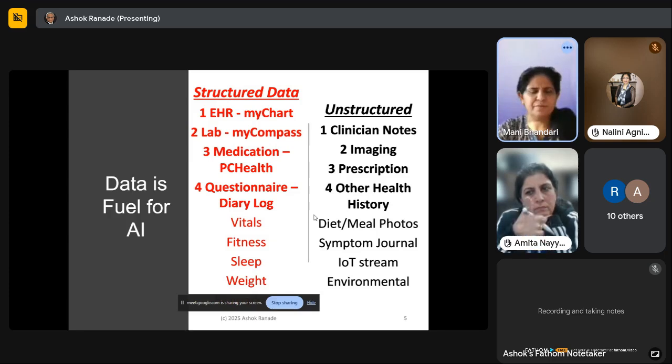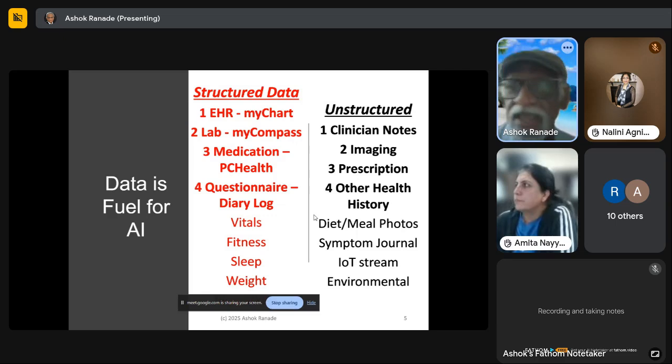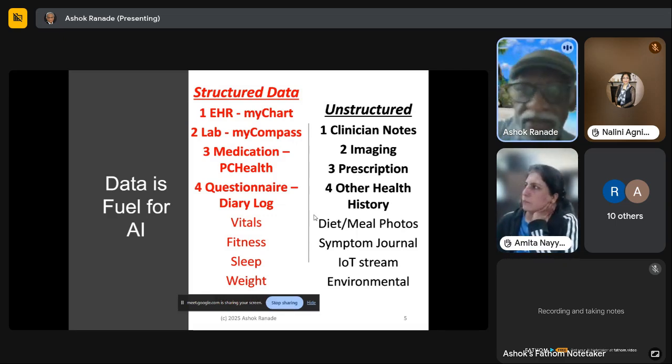So we have structured data and unstructured data. I was just telling you that if you ask somebody what drugs or prescriptions they're taking, he doesn't have a digitized form of what drugs you're taking. He will show you some crumpled old paper with a handwritten prescription, and converting that means somebody has to sit down and feed it into the computer.